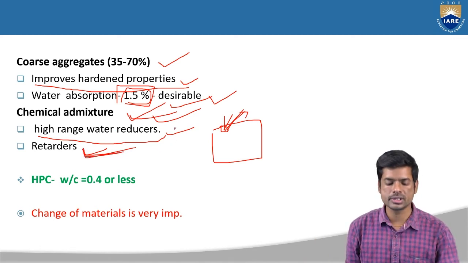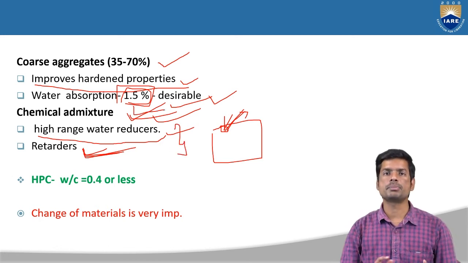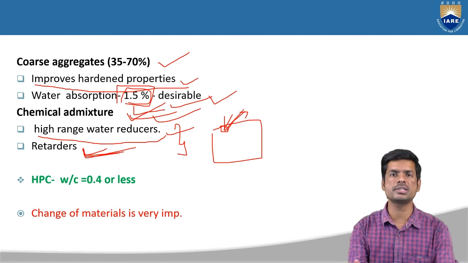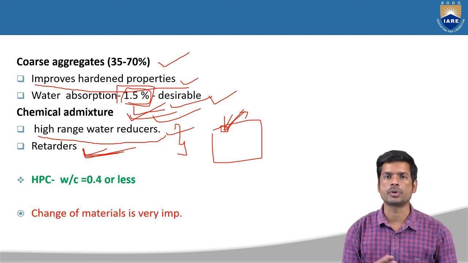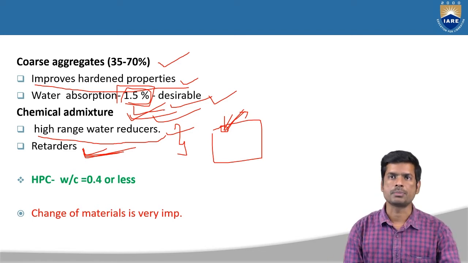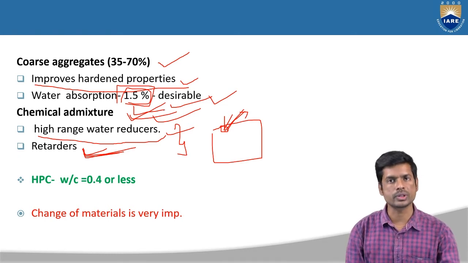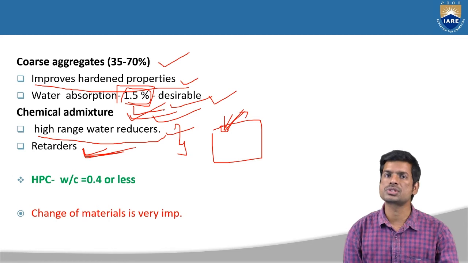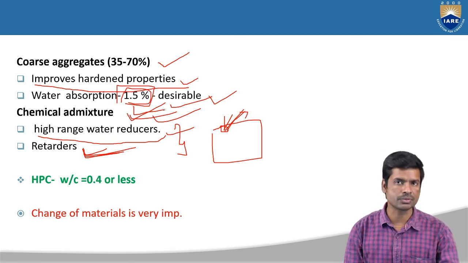These are some examples of chemical admixtures. Basically, the function of chemical admixtures is to improve properties, whether the water absorption property or the strength property, or to slow down the hydration process, or to decrease the shrinkage of the concrete.